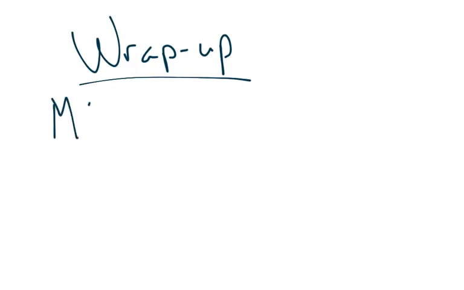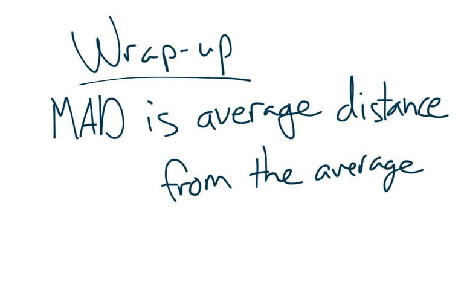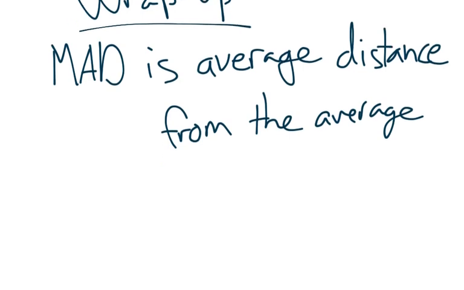So to wrap everything up, MAD is the average distance from average. It's nothing terribly complicated, but it does require a lot of tedious number crunching. And again, I recommend that you use a table.